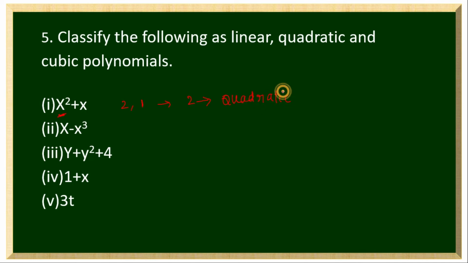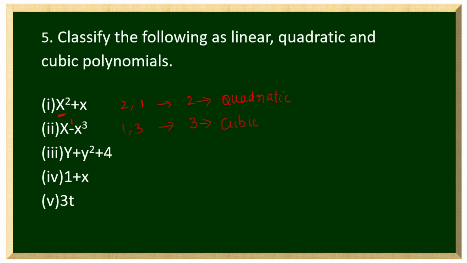Quadratic polynomial. How many terms we have in the second polynomial? 2 terms. What is the first term? Degree 1. What is the second term? Degree 3. So 1 and 3. Among 1 and 3, which is the greater one? 3 is the greater one. So 3. If the degree of the polynomial is 3, means which type of polynomial is that? Cubic polynomial.